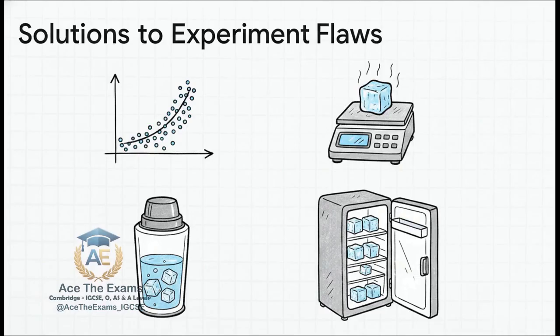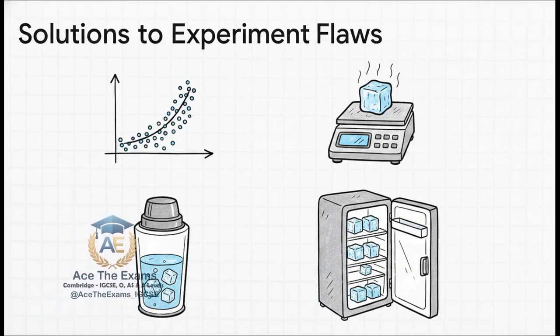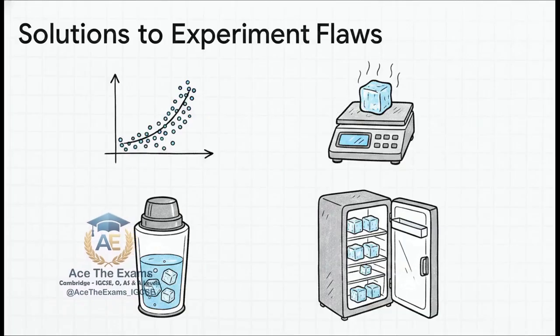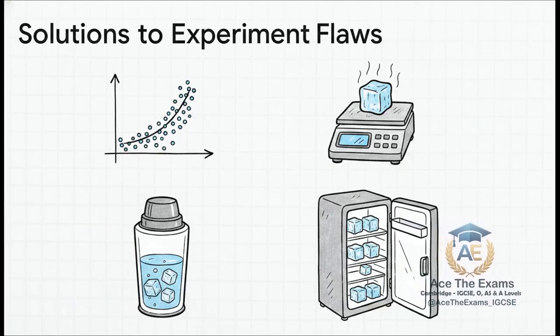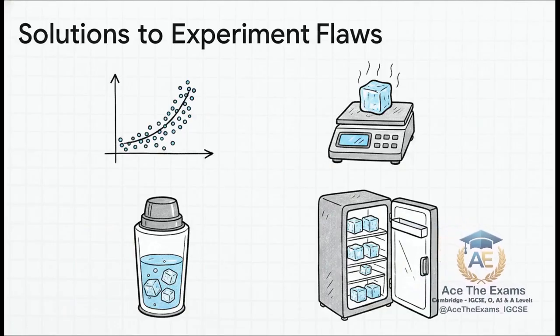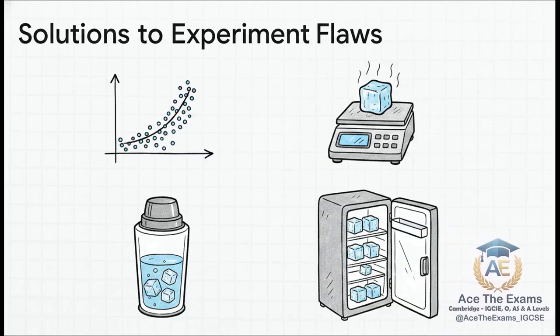Finally, having identified the precise weaknesses, you must prescribe the precise cures. You can't just complain. You have to fix the experiment. Was the weakness not enough readings? The cure is explicitly to take more sets of readings at varying temperatures and plot a graph to confirm the trend. Were the ice cubes different masses? The cure is to use a digital balance to weigh each individual cube before dropping it in.